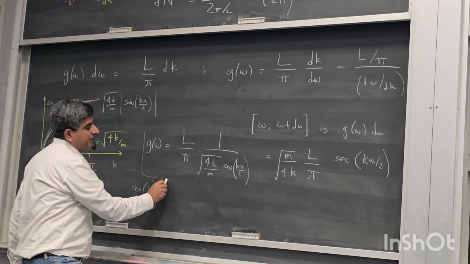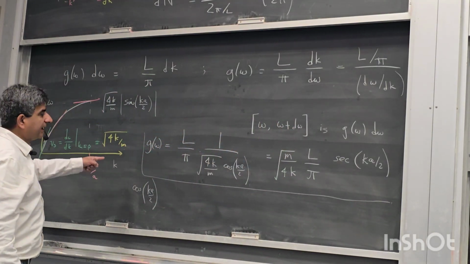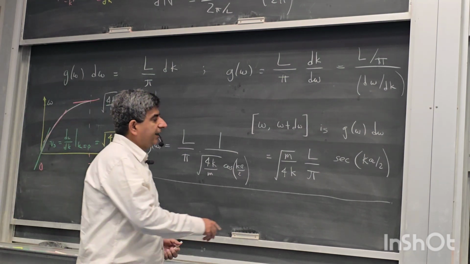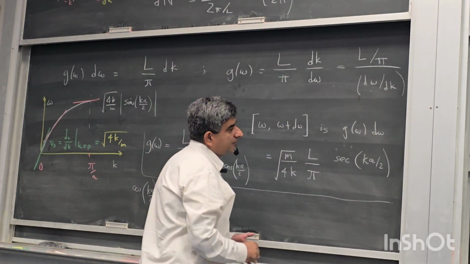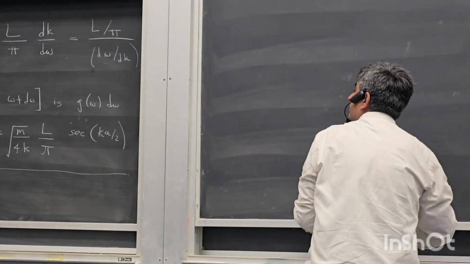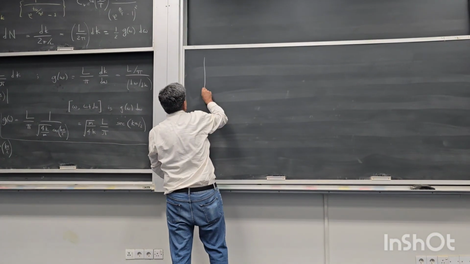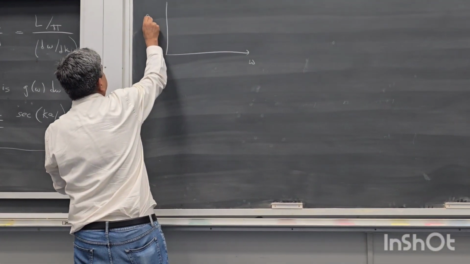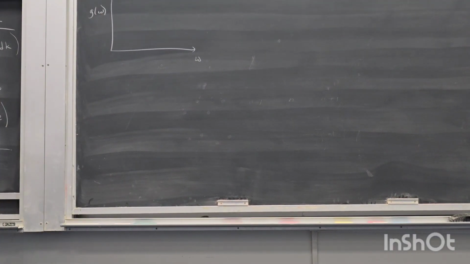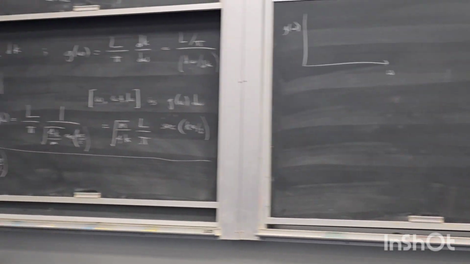If I plot this dispersion relationship, this is my density of states. I will get a discontinuity at the zone boundary. At k equals 0, this term is 1. So let's make a plot of g omega. So this is my omega, g omega. What I really need to do is write this k in terms of omega. That's what I would like to do.